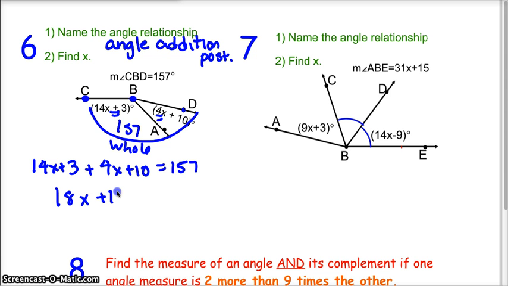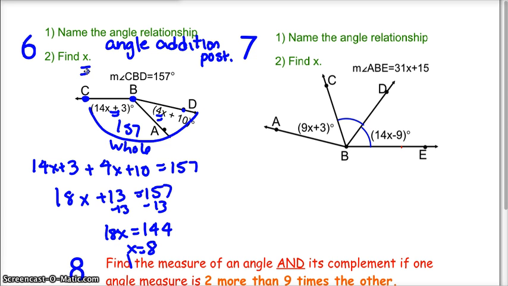So that's 18x plus 13 equals 157. Subtracting that 13, 18x equals 144. And then when I divide by 18, I ended up with 8. And it just asks you for x, so you're done.